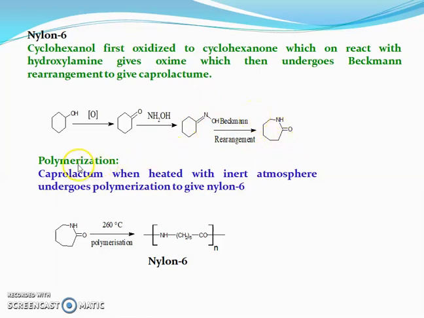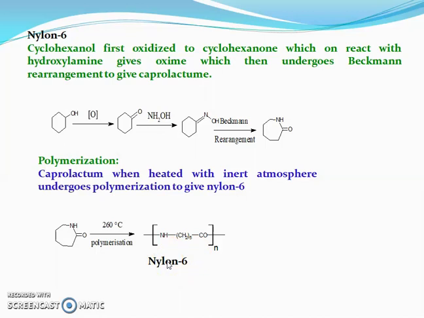The polymerization process is carried out by heating the caprolactam in an inert atmosphere. It undergoes polymerization to give nylon 6. The monomer contains 6 carbon atoms. Caprolactam, when heated in an inert atmosphere, undergoes polymerization, and you get nylon 6 as the polymer.